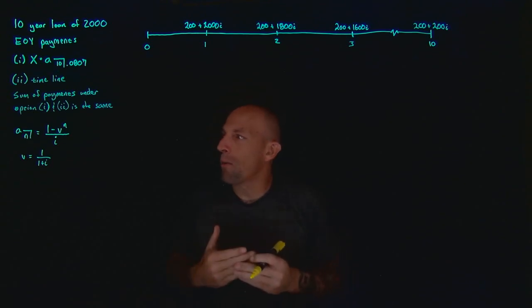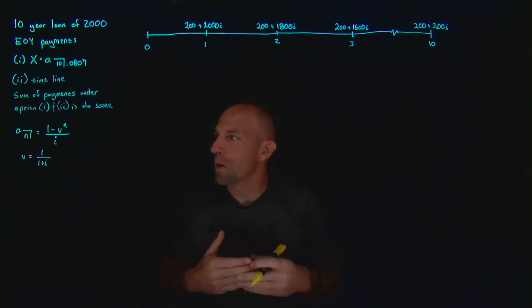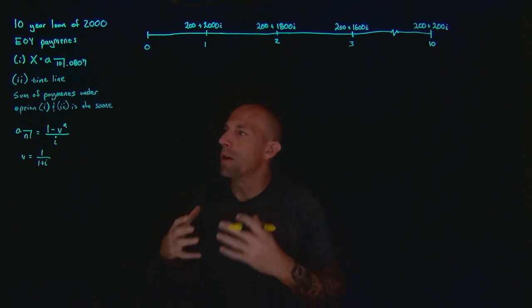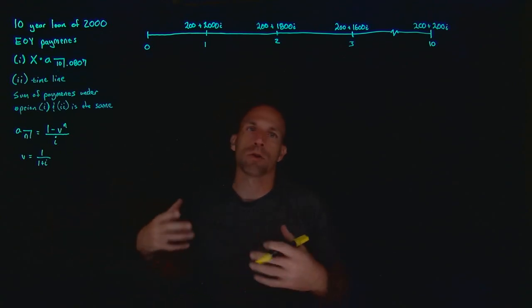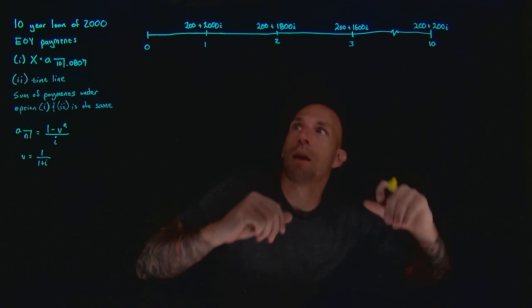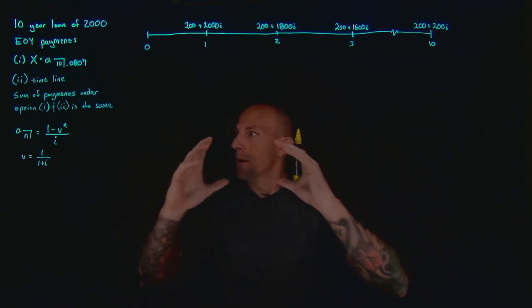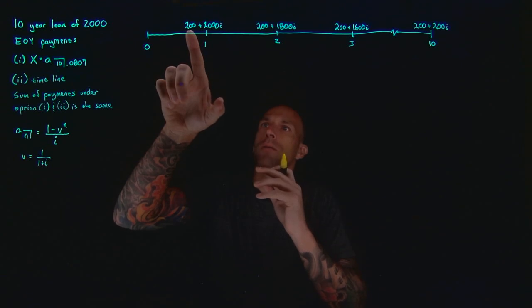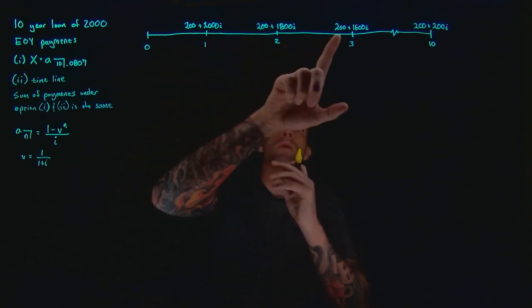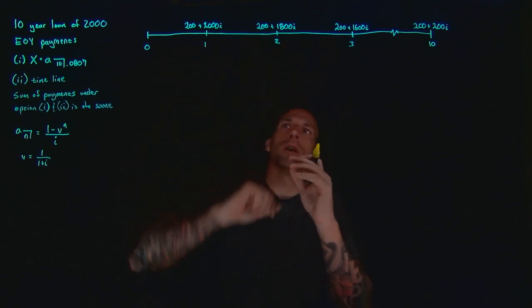It says installments of $200 each year plus the interest on the unpaid balance at some annual effective interest rate i, which is what we're trying to find. So installments of $200 each year plus the interest on the unpaid balance.